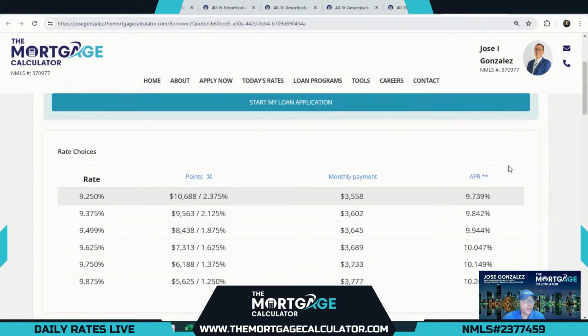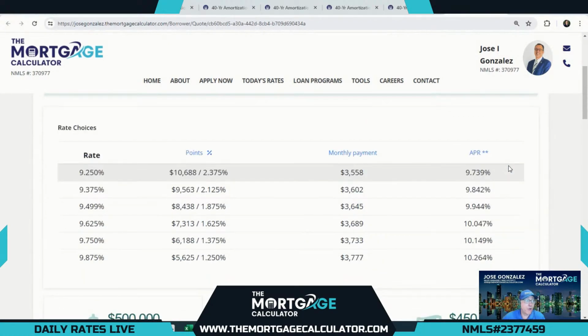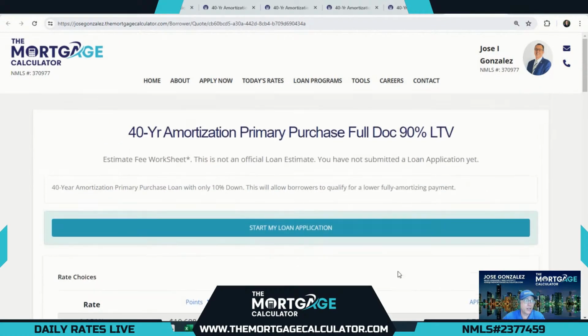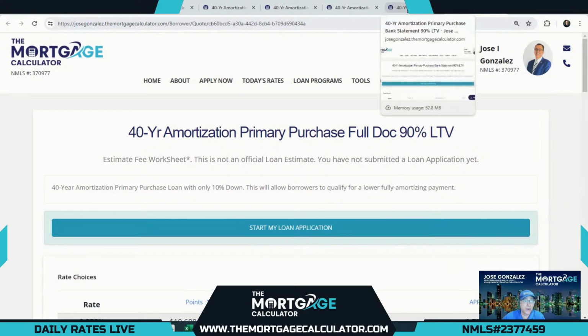So here in our full doc 40-year amortization option, this is for a primary purchase. We're looking at 9.875 as our lowest cost option. And you can buy that down to 9.25 for our full doc, 90% LTV. That's the maximum LTV for a non-QM loan, 40-year amortization.